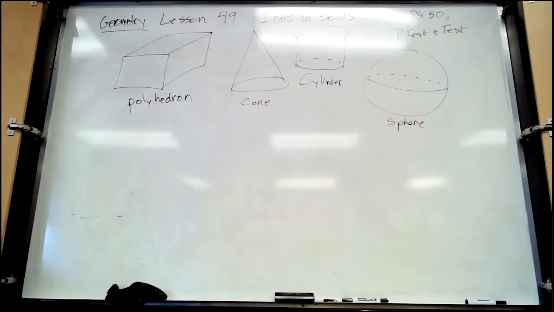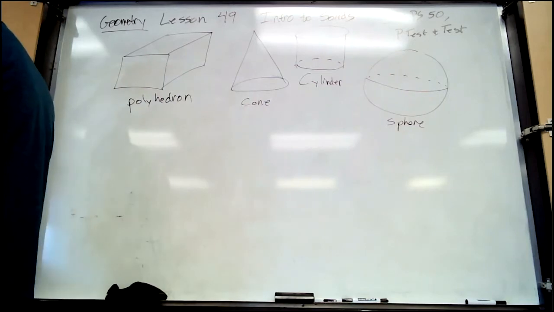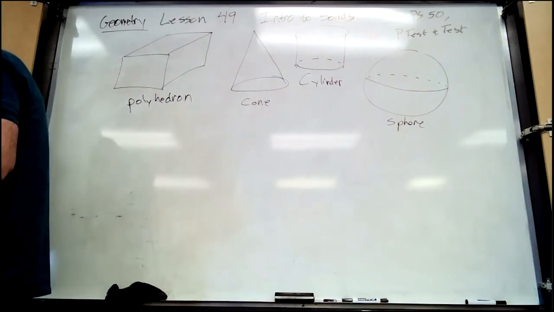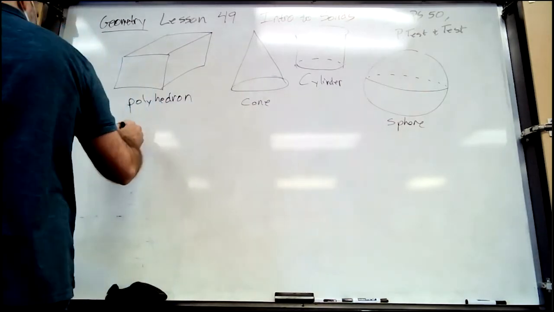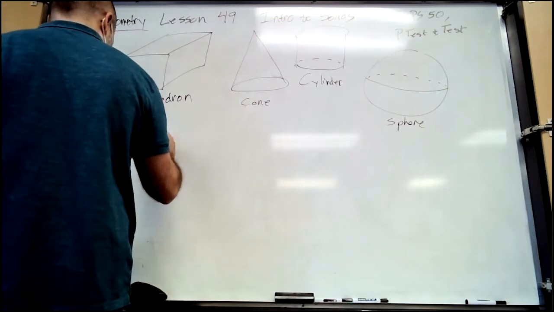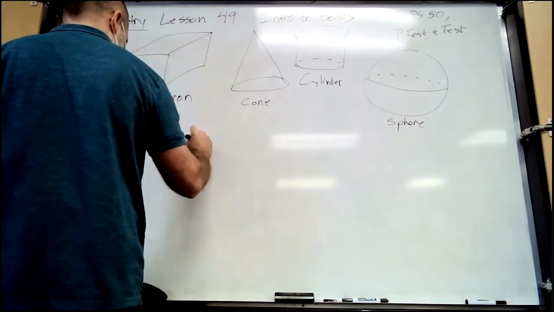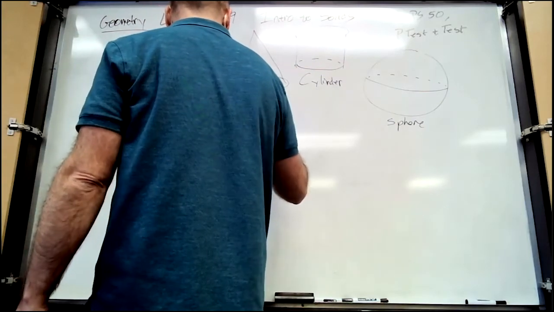All right. Moving on. Each flat surface of a polyhedron is called the face of the polyhedron. So the face of a polyhedron is the flat surface.